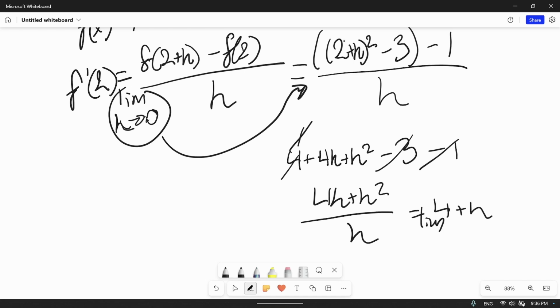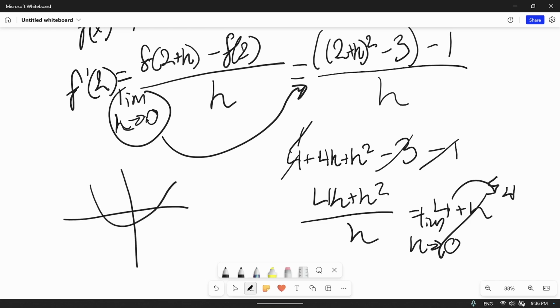This equals 4 plus h. And if we take the limit as h approaches 0, then it's going to equal 4. And so yeah, there you go. That's your answer, and that's how to find the instantaneous rate of change of x squared minus 3 at, let's say, x equals 2.